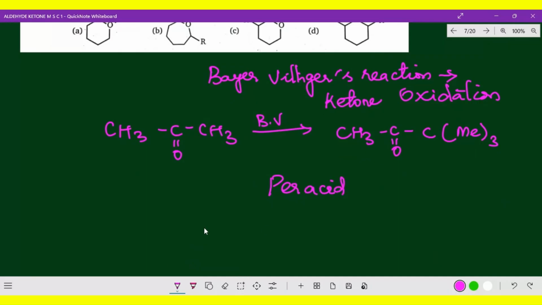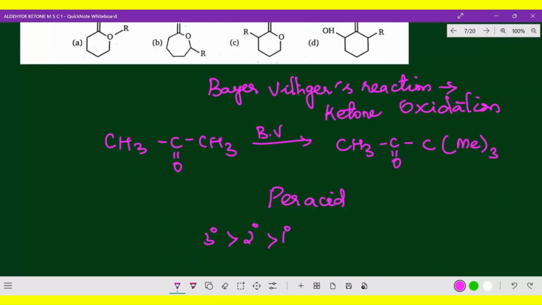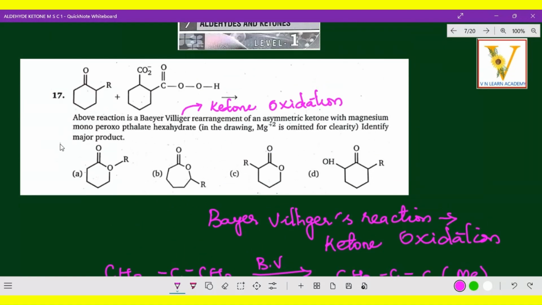Here migration will be tertiary, then secondary, then primary. These are all concept oriented. Now I'm coming to the main point. Here, peroxyphthalate: COO minus, C double bond OOH. So this is a per acid. Three O's are there, you see. In a simple way, the bond breaks over here, and you will get a 6-membered ring with one more group added, so you will get a 7-membered ring. With a 7-membered ring you can easily identify the answer.